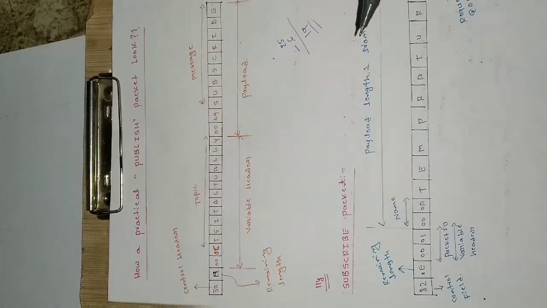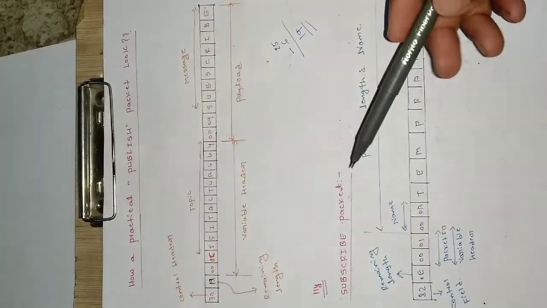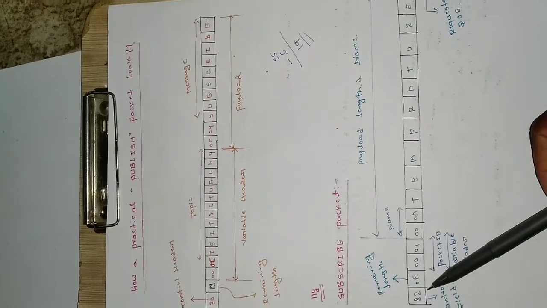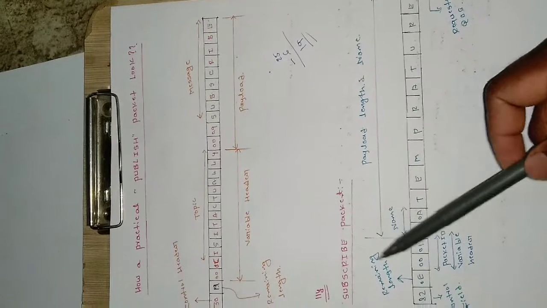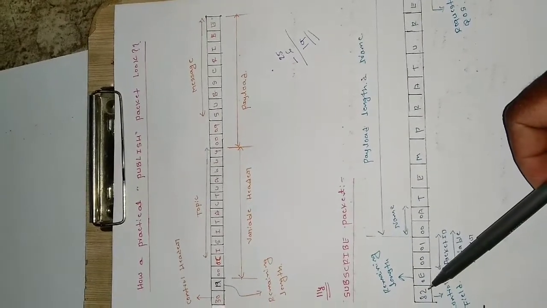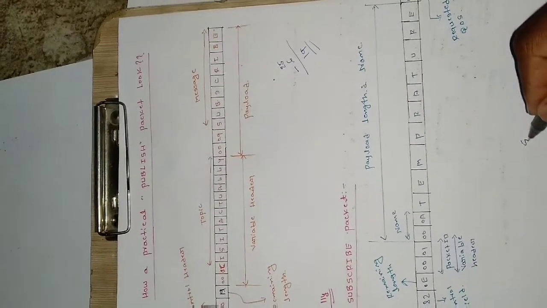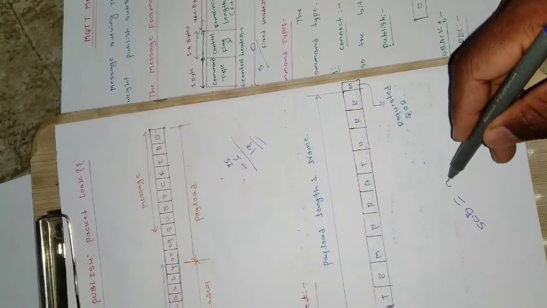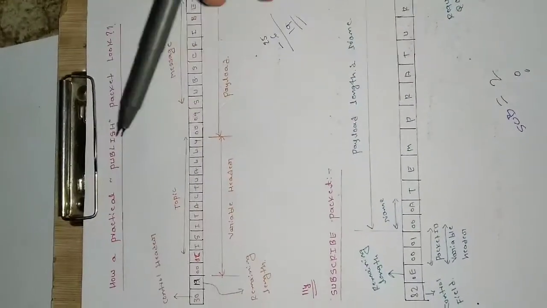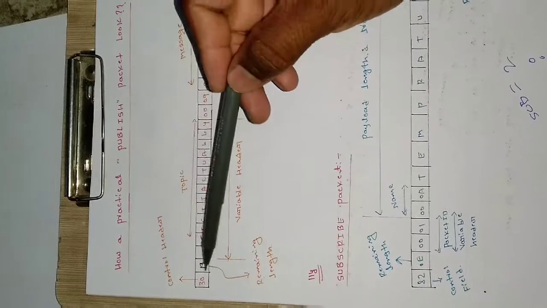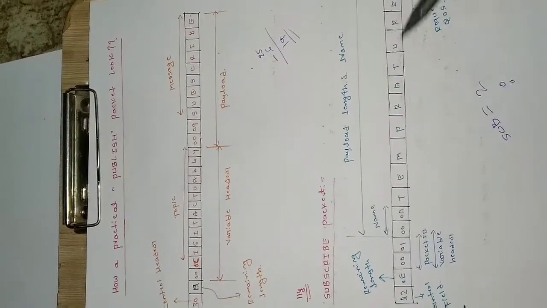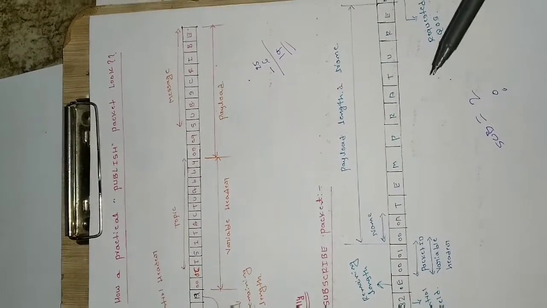And similarly, if you see a subscribe packet, for a subscribe packet the command type is 8, and the control flag for subscribe will be 2, and for any other packet it will be 0. So remaining length should be calculated depending on the variable header length and the payload length.